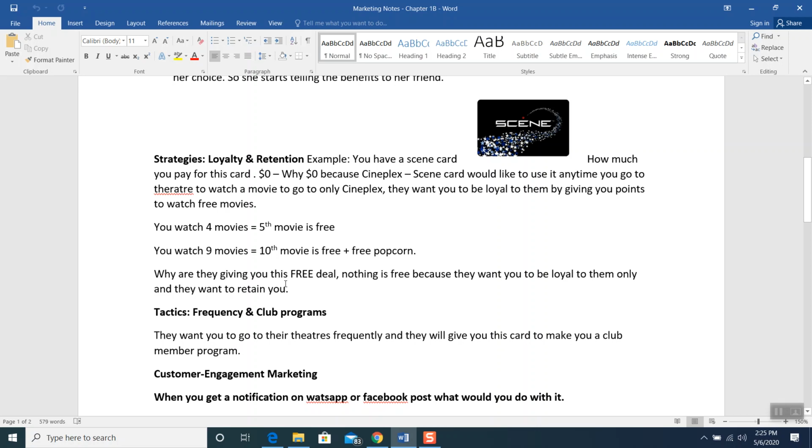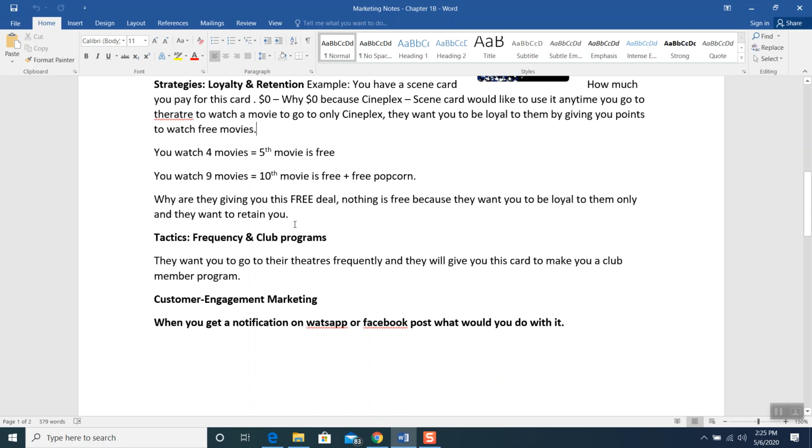Why are they giving you this free deal? Nothing is free, because they want you to be loyal to them only, and they want to retain you. Just go to Cineplex. Loyalty and retention. That's the first way. Second way, guys, frequency and club members.